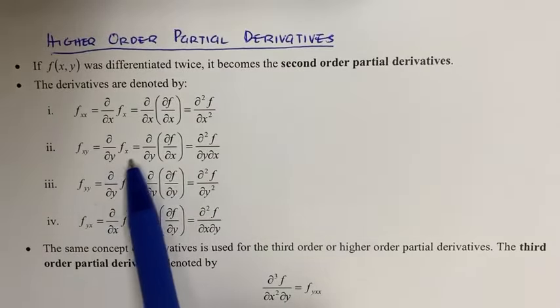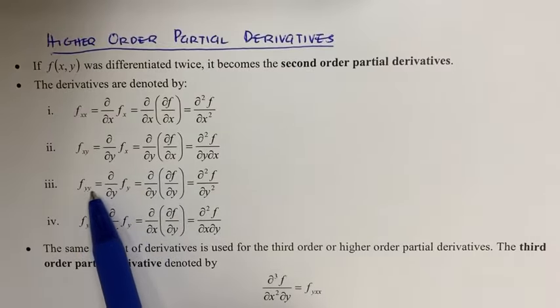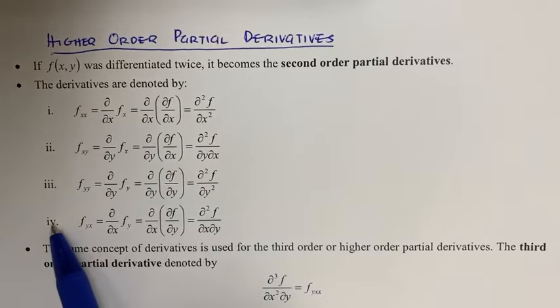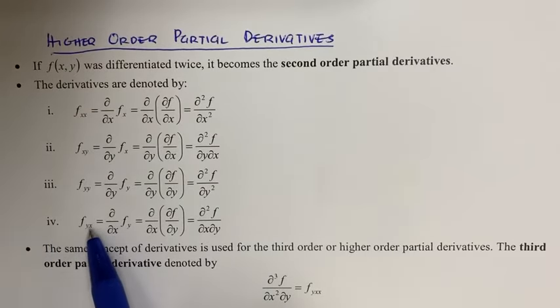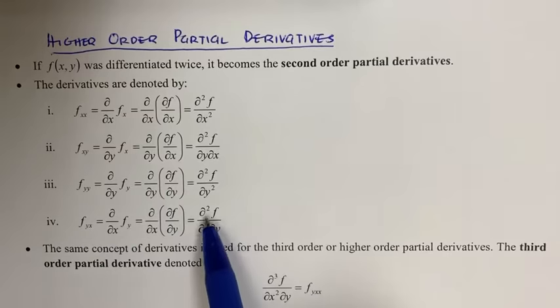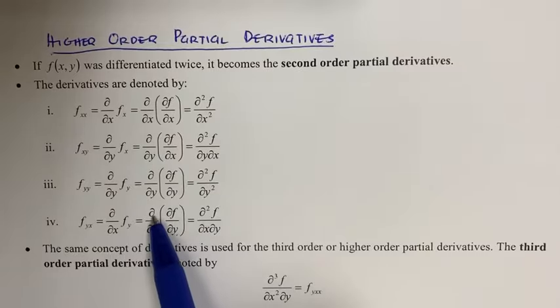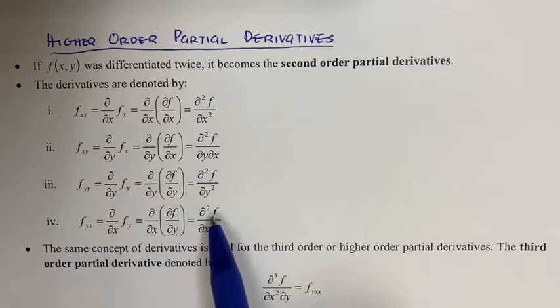Okay. And then the third one, you have f_yy. You have del squared f over del y squared. And the last one, you might have f_yx, which is you differentiate del f over del y again with del over del x. Okay, so you have del squared f over del x del y.